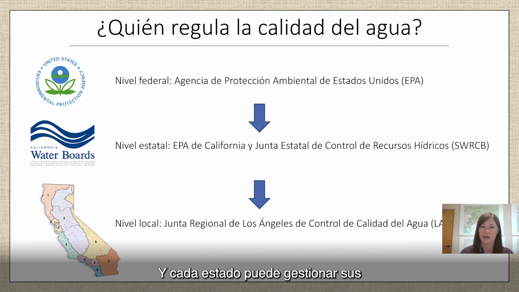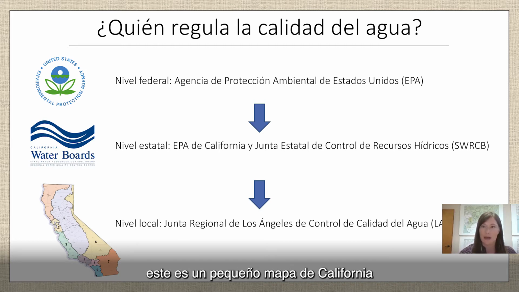And each state can then adopt their own water quality protections that go above and beyond what's established at the federal level. So at our state level, we have the California EPA and the State Water Resources Control Board. And they establish the state-specific minimum standards and programs that implement and expand on the EPA's federal requirements. Then one level below that are the 9 regional water quality control boards.